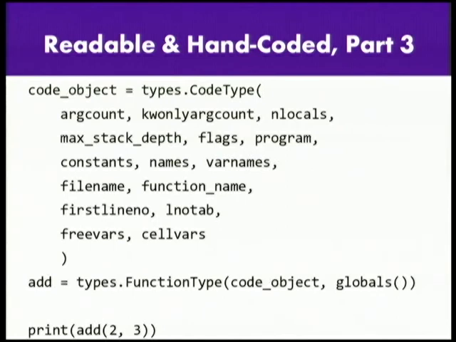Code object, we pass in a type code type, and we just pass in all those variables I just created in the right order. And then the rest of the slide is the same as the previous slide. We're going to create the function type, passing in the code object and globals, and we call add, and it works. That's not terribly readable either.